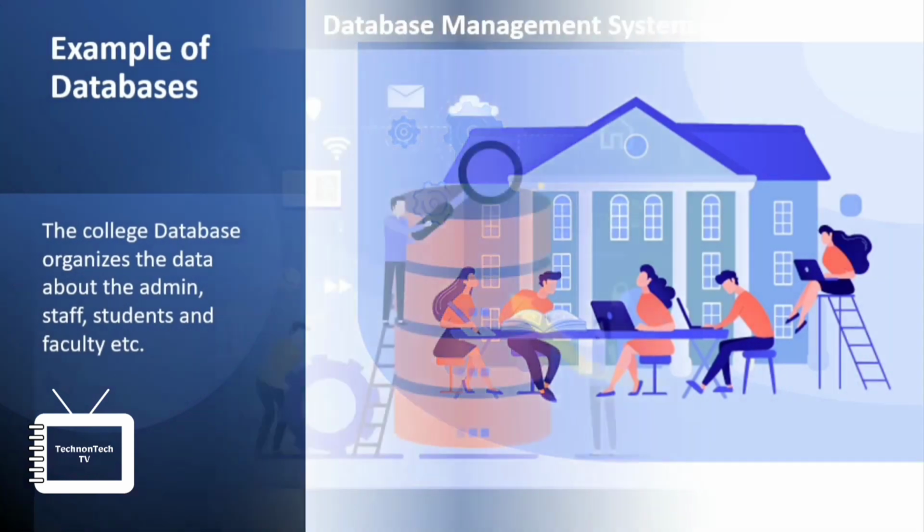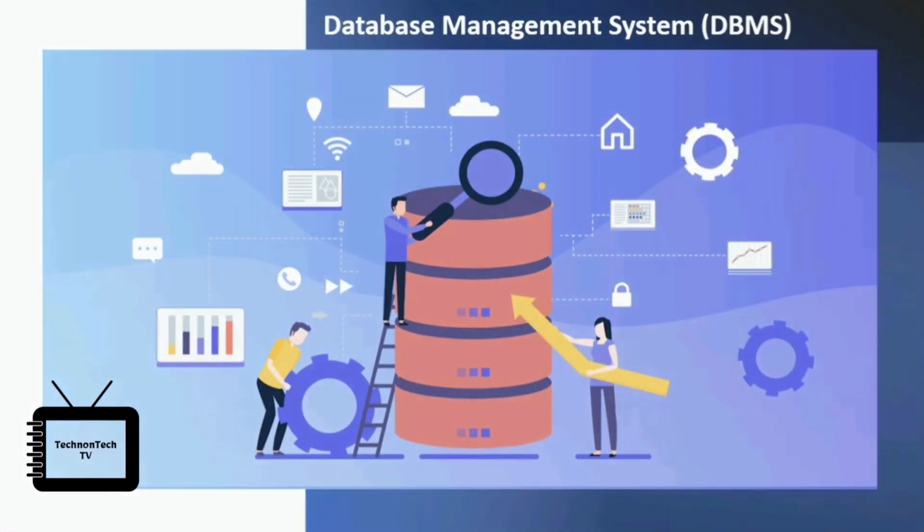Now what is database management system? So database management system is a collection of programs which is used to manage the database. It provides an interface to perform operations like database creation, storing the data in it, updating data. It also provides protection and security to the database. And in case of multiple users, it also maintains data consistency.